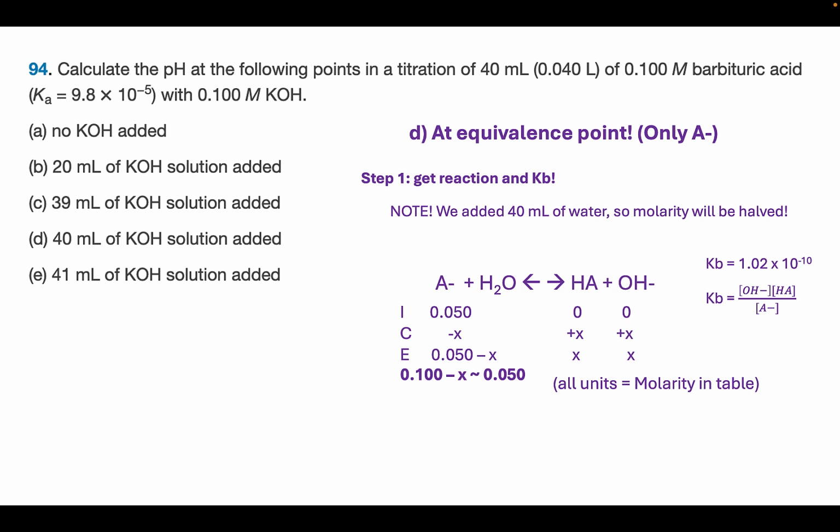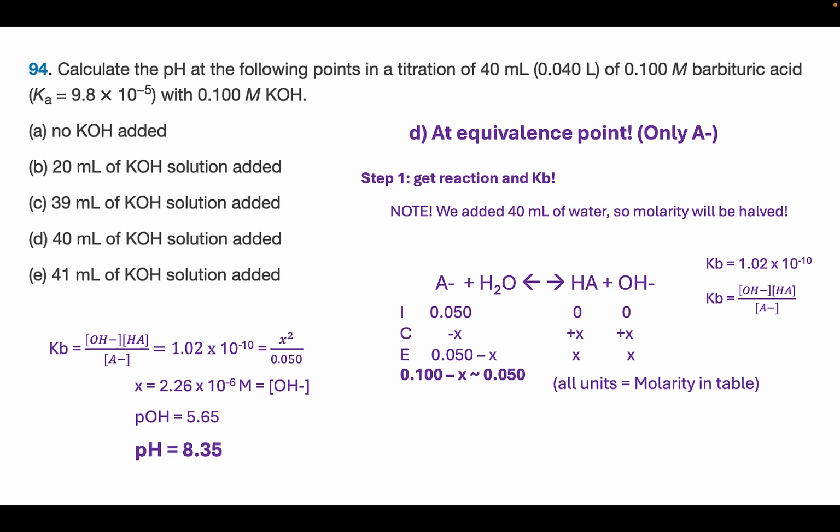This should really be 0.05 minus x is about equal to 0.05 in the bottom. Sorry about that. But we plug into Kb. We have our unknown, and we solve for x, the concentration of the hydroxide, which is 2.26 times 10 to the negative 6. That gives us our pOH, which gets us our pH, and the pH here is 8.35.